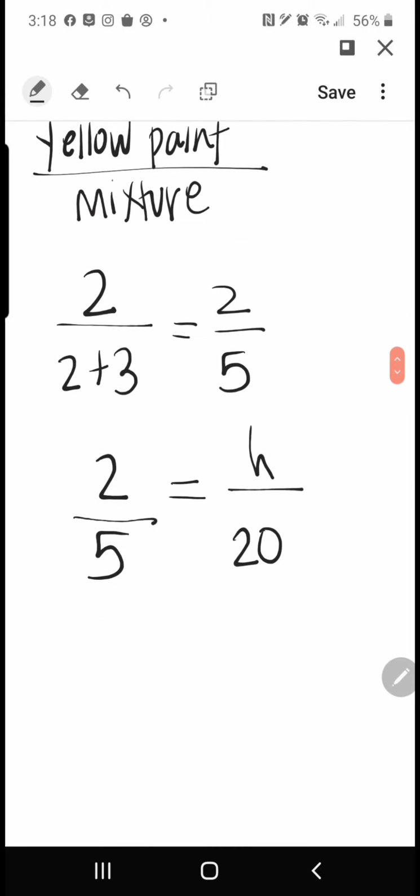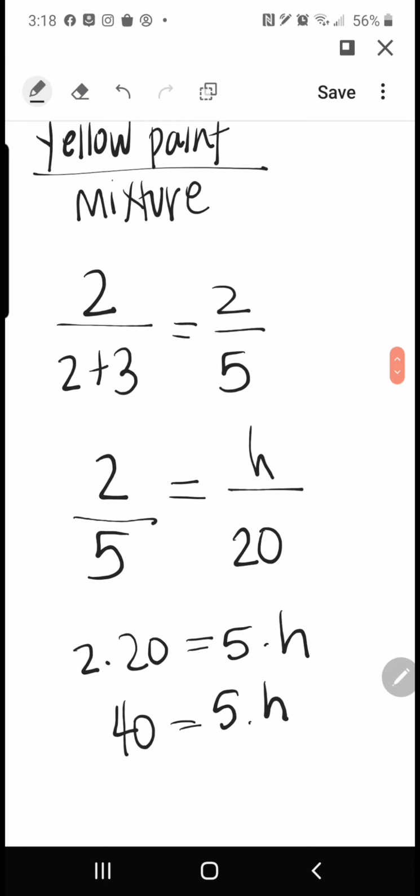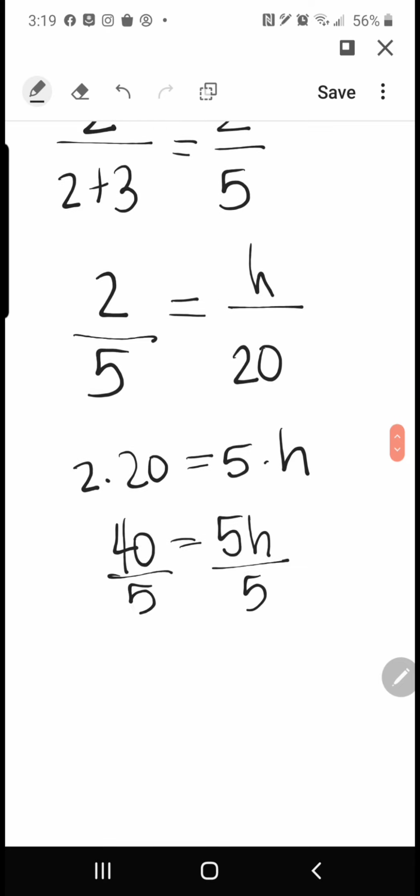So we set up a proportion. 2 divided by 5 is equal to H divided by 20. Again, the values that represent the yellow ounces are in the numerator, and the values that represent the total ounces are in the denominator. So we're just going to cross multiply. And when we do, we find that 40 is equal to 5H. So now we need to solve for our value H by dividing by 5. When we do that, we find that 8 is equal to H.